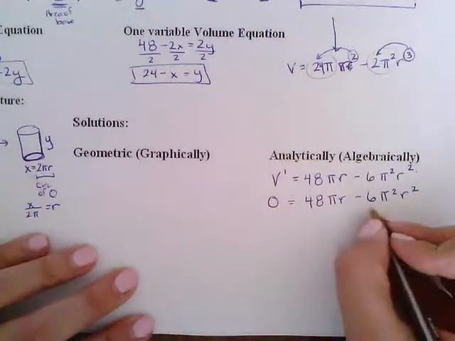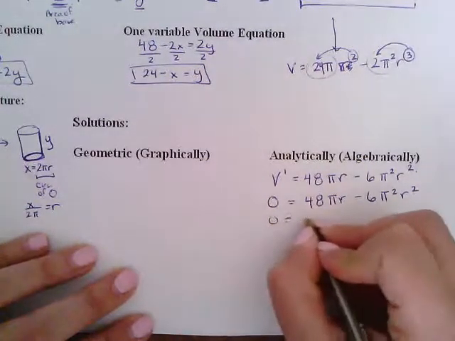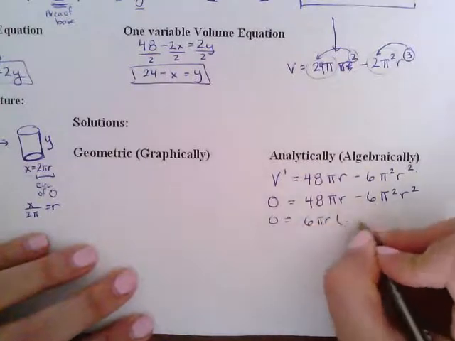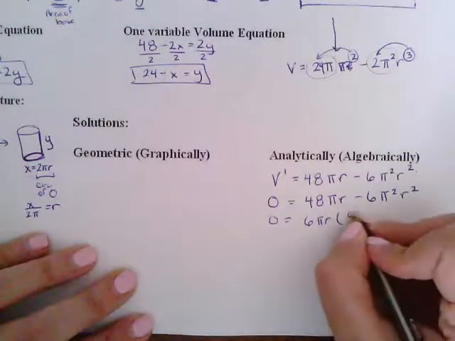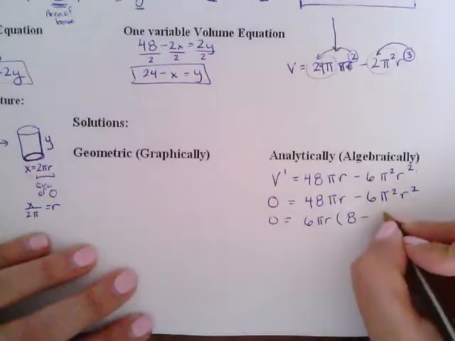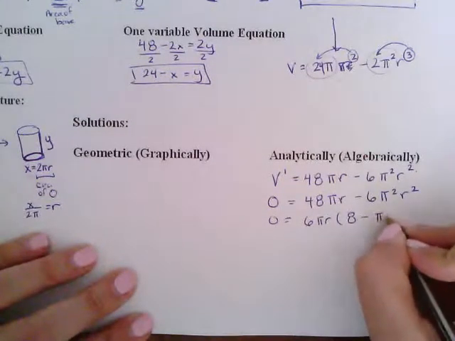Alright, so let's take out the GCF. So we got 6 pi r is the GCF between the two terms, and we're left with 8 minus 1 pi and 1 r.